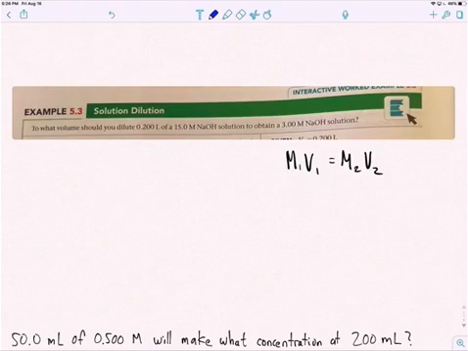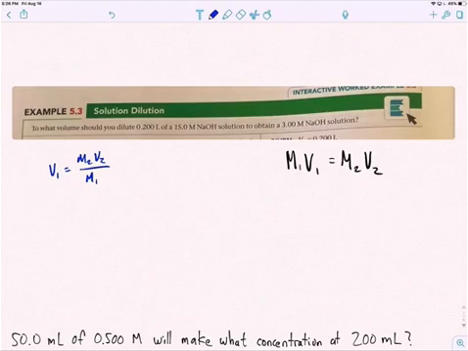This is using M1V1 equals M2V2, a dilution problem. You want to know what volume you should dilute it to. So this is the equation: molarity 1 times volume 1 equals molarity 2 times volume 2, which is moles equals moles. You want volume, so V2 is going to be M1V1 over M2.